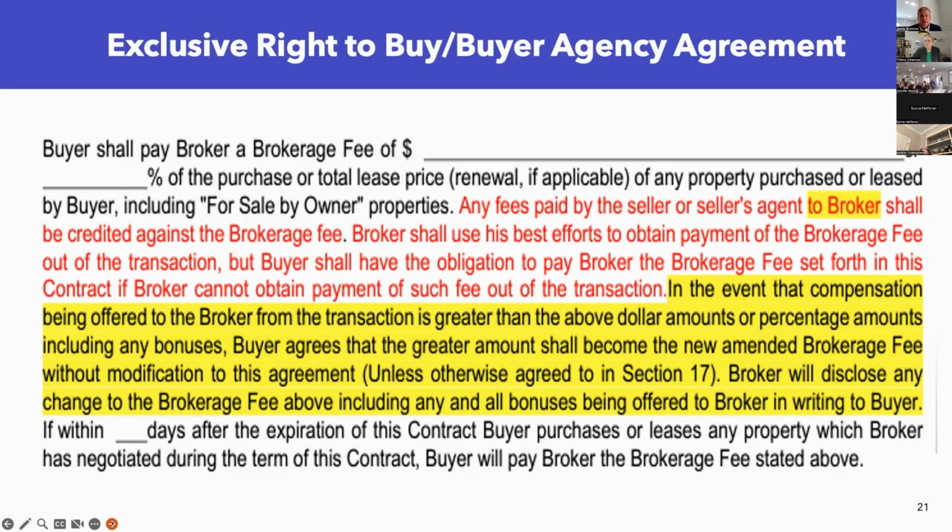Broker will disclose any change to the brokerage fee above, including any and all bonuses offered in writing. Now, here's how the SCR webinar explained what to do in the event of less than what's here. Number one, and this is an SCR explanation, offer Form 120, that talks about adjusting the compensation that the listing broker is going to pay.